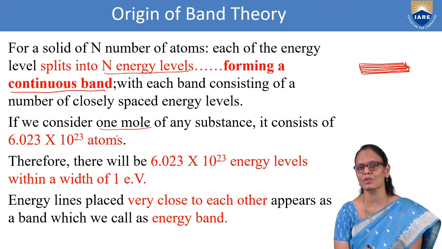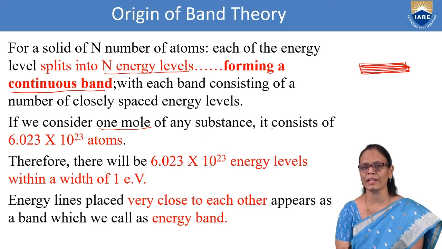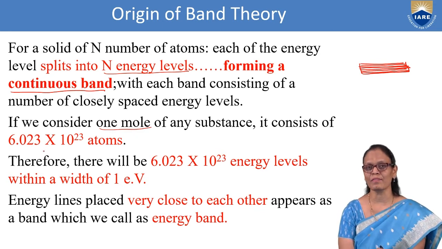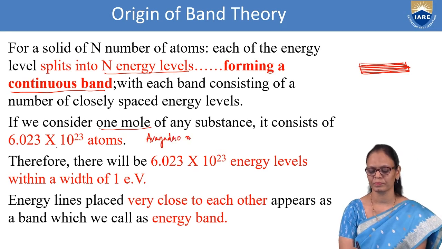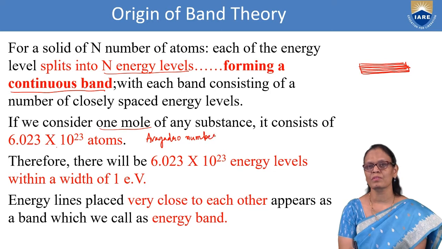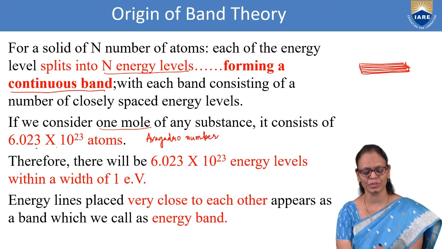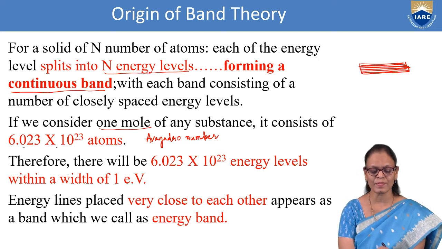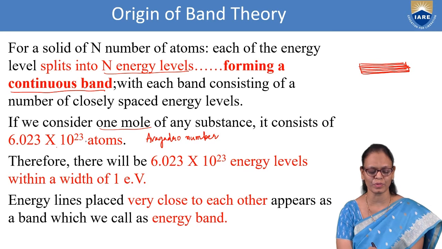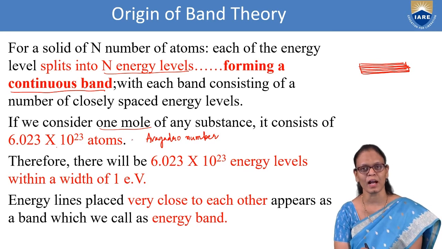Now when we are considering 1 mole of any substance, whenever we are talking about a substance, we talk in terms of mole. How many atoms are there in 1 mole? 1 mole consists of Avogadro number of atoms. So 6.023 into 10 power 23 atoms. So 1 mole of any substance we take, it will have 6.023 into 10 to the power of 23 atoms.